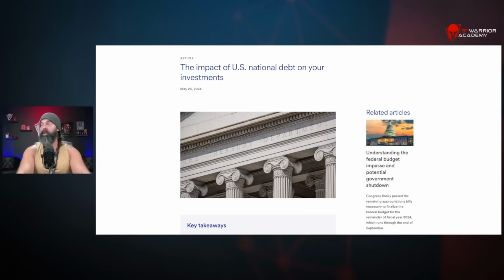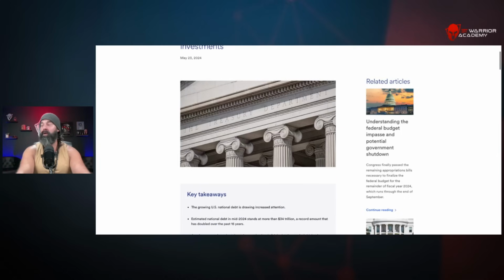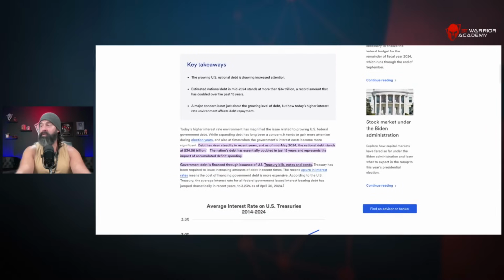So the first thing that we're going to look at here is the impact of the national debt on your investments. Today, a higher interest rate environment has magnified the issue related to growing U.S. federal government debt. While expanding the debt has long been a concern, it tends to gain more attention during election years, and also at times when the government interest costs become more significant. Debt has risen steadily in recent years, and as of mid-May 2024, the national debt stands at $34 trillion. The national debt has essentially doubled in just 15 years and represents the accumulation of deficit spending.